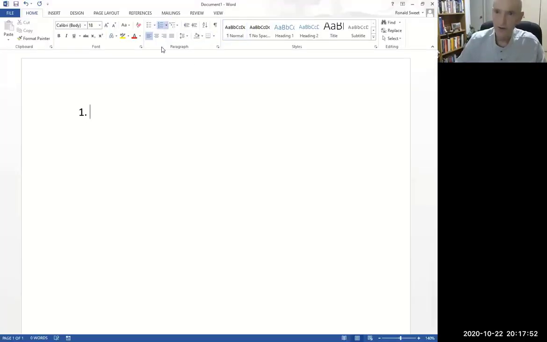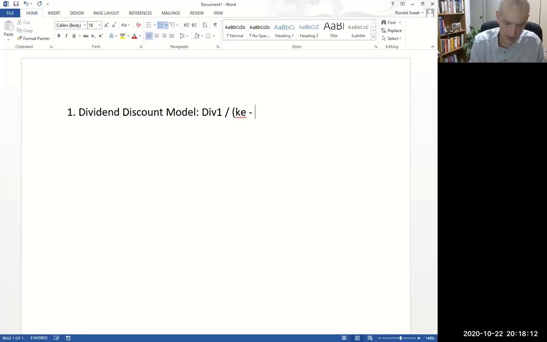All right. So the first one you're going to use is the dividend discount model. Hopefully y'all remember. Anybody want to tell me the formula for that? Is it exactly your long-term growth? Dividend 0 times 1 plus long-term growth.